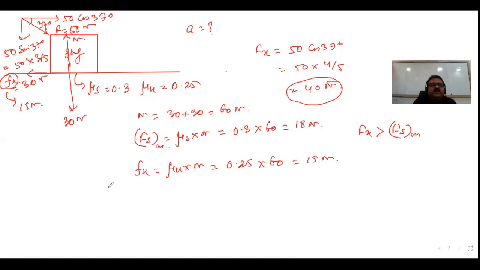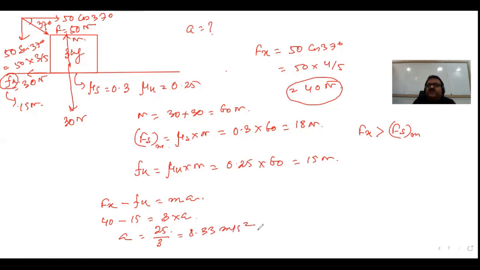So what to do? Find out in this way. Look at this, Fx minus Fk is equal to mass into acceleration. What is the value of Fx? 40. What is the value of Fk? 15. What is the mass of the body? 3. So 40 minus 15 is 25 by 3. It will be 8.33 meter per second square.